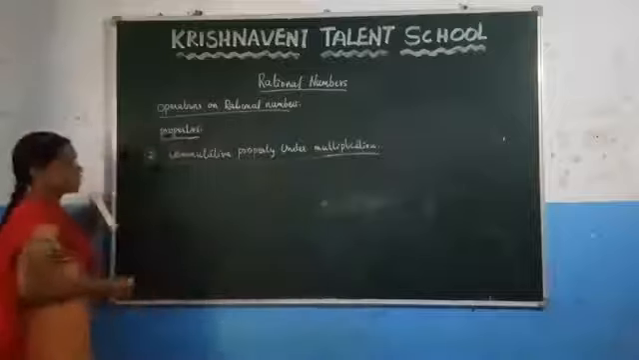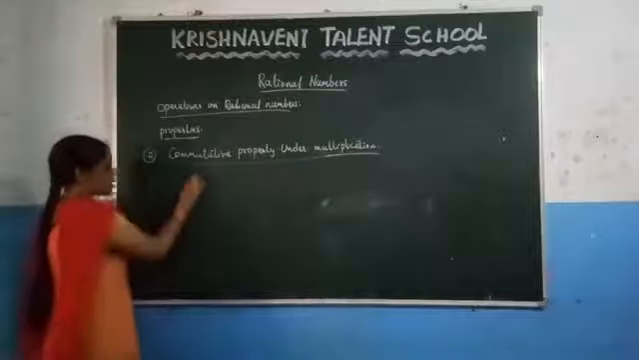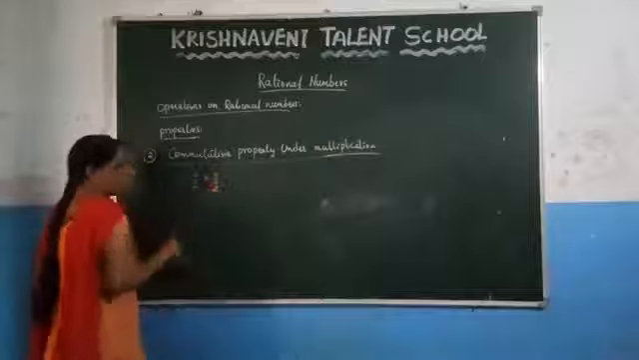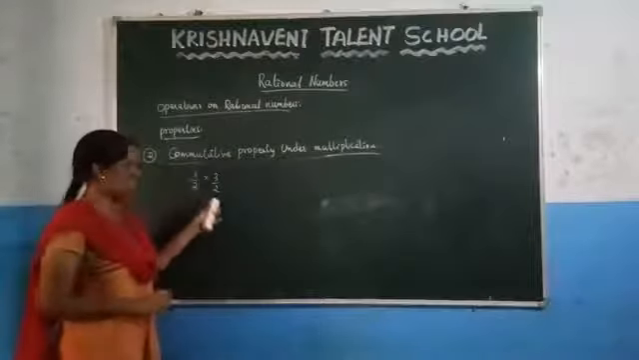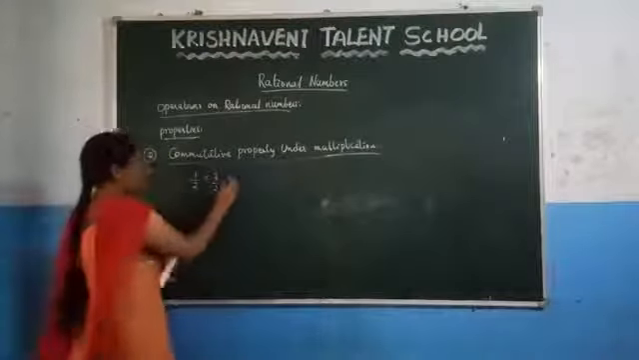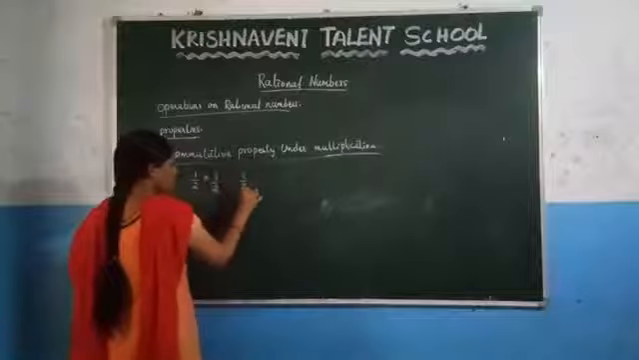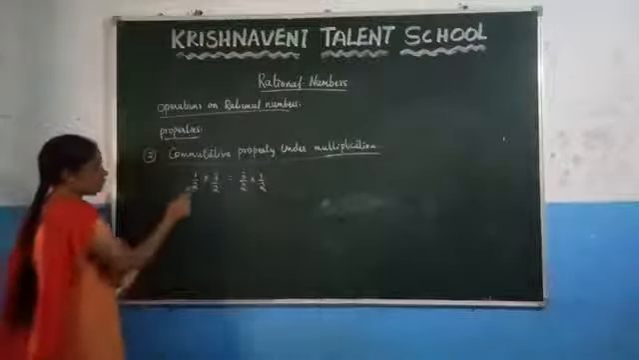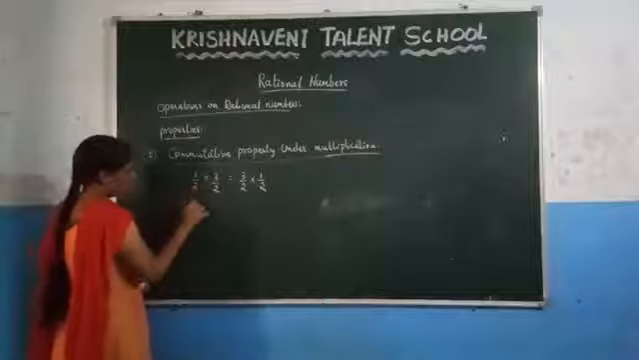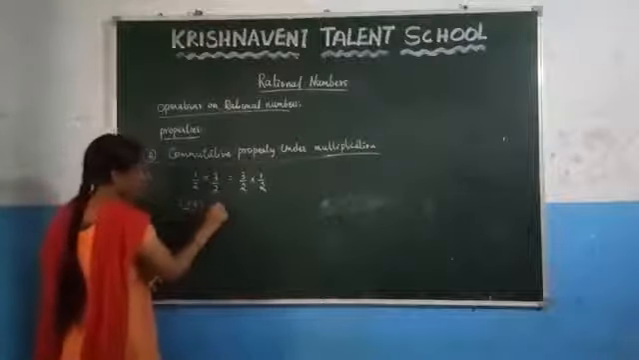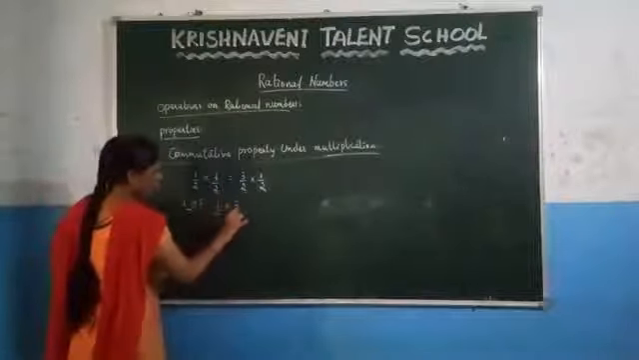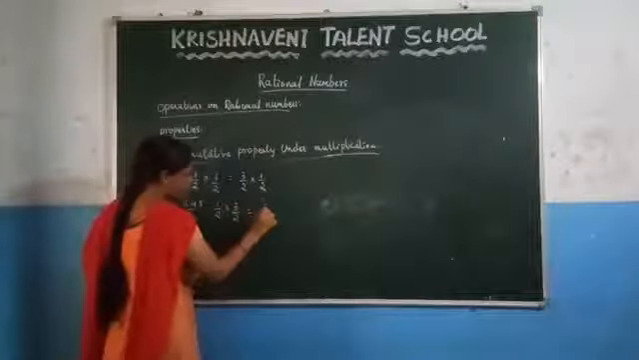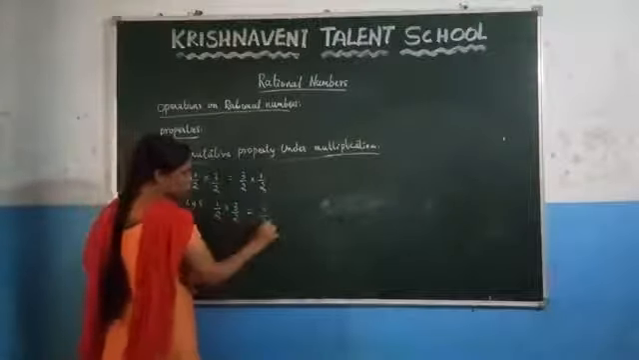The same, if you consider any two rational numbers, let us consider two rational numbers 1 by 2 and 3 by 2. If you multiply those rational numbers and if you change the order, you have to get the same result. Let us solve it. Consider LHS part. What is the LHS here? 1 by 2 into 3 by 2. After solving, what you are getting here? 1 into 3, which is 3, and 2 into 2, which is 4.